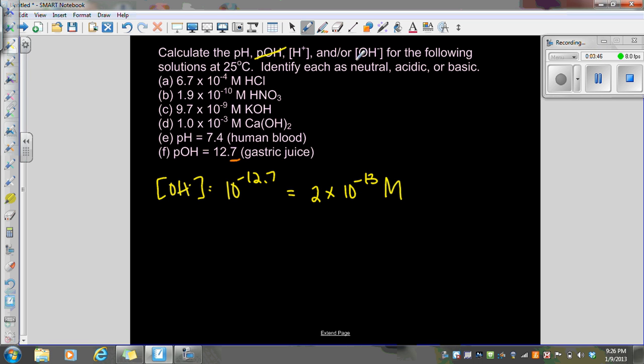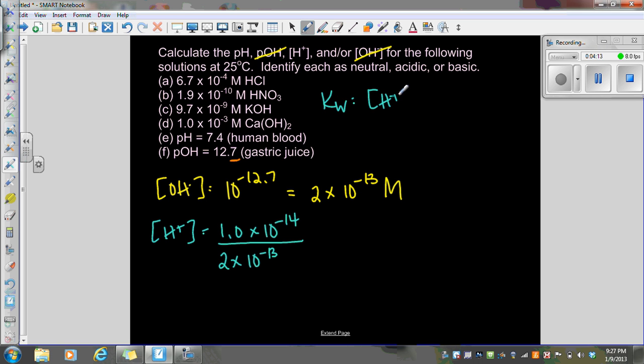So we've got pOH, we've got hydroxide ion concentration. Let's calculate hydrogen ion concentration. To do that, I'm going to use the ion product Kw of water, which is 1 times 10 to the negative 14th. I'm dividing that by my hydroxide ion concentration, 2 times 10 to the negative 13th. Remember, that equation is Kw equals hydrogen ion concentration times hydroxide ion concentration. And the value for Kw is 1 times 10 to the negative 14th. So I'm just writing it differently so you can see it differently.